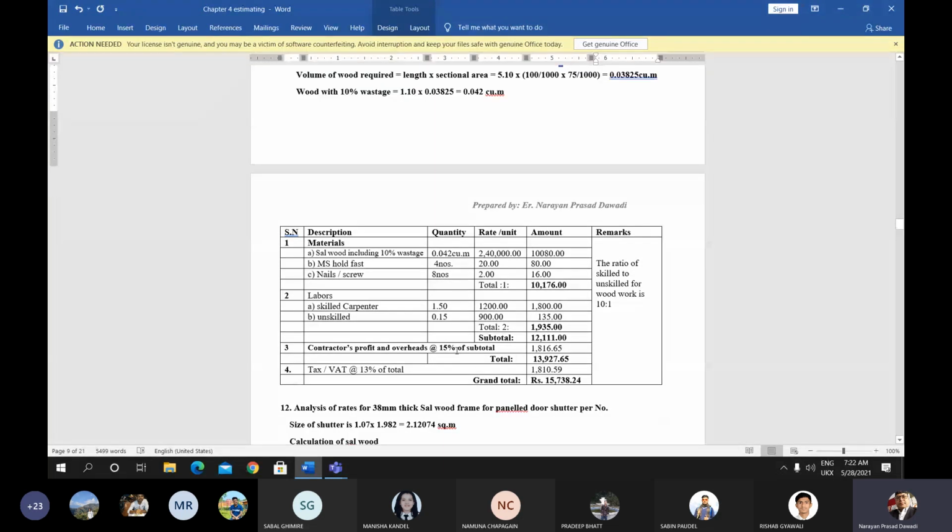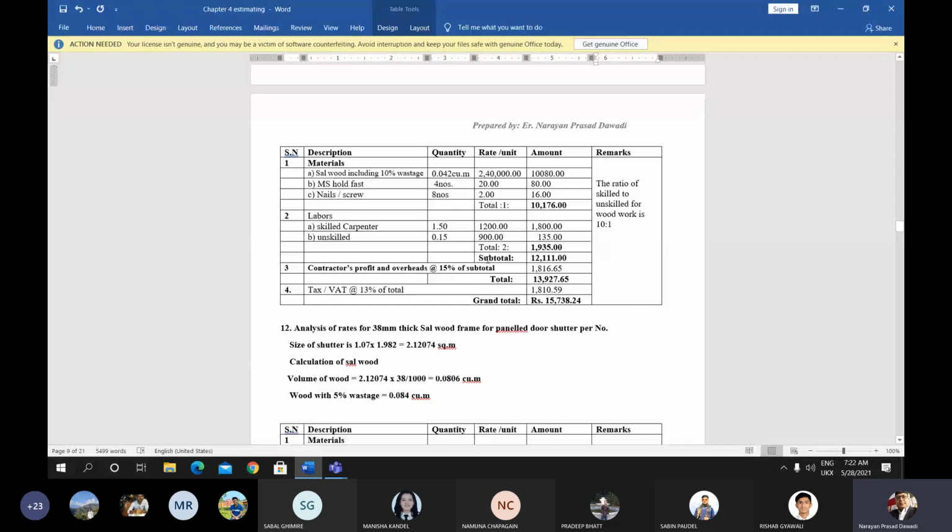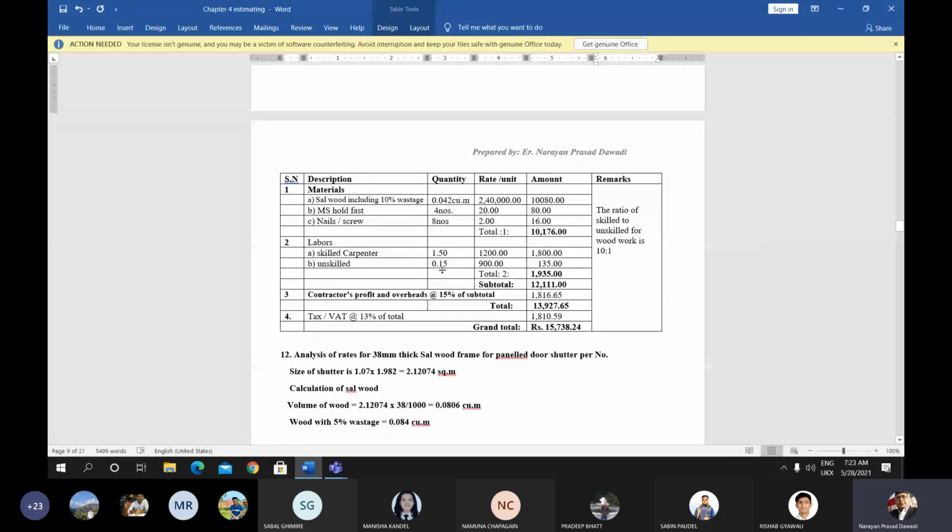Now skilled and unskilled manpower required. Skilled carpenter required for preparing a single frame is 1.5 number, and unskilled will be 10% of the 1.5, which gives 0.15 number. The rate for carpenter is 1200, and the rate for the unskilled labor is 900 per number, which gives the total cost of labor as 1935 rupees. Now, after adding the material cost and the labor cost, you will get the subtotal cost of 12,111 rupees.